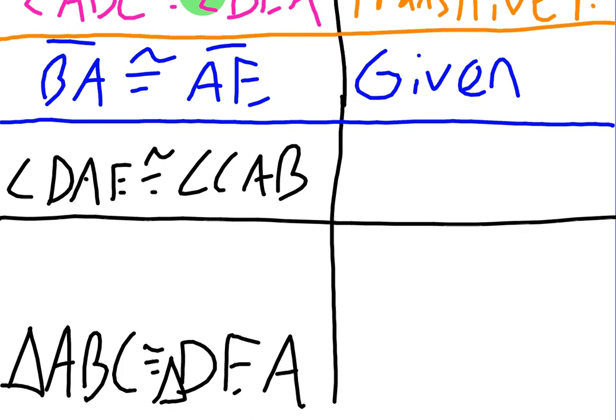And what's the reason for that? Somebody tell me. Why are they equal? Vertical.